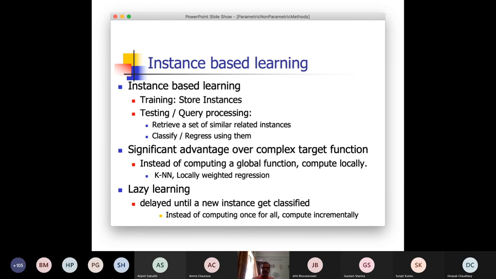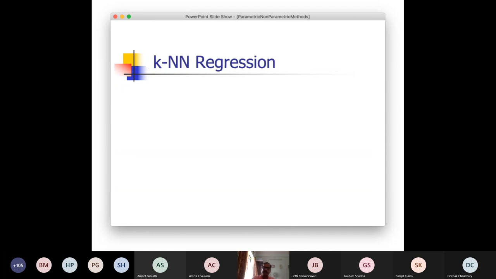A significant advantage over a complex target function is that instead of computing a global function, you are computing it locally. I have talked about k nearest neighbor. In the next class, I will discuss locally weighted regression. The learning is lazy, delayed until a new instance gets classified, and instead of computing once for all, you are computing it incrementally, right?